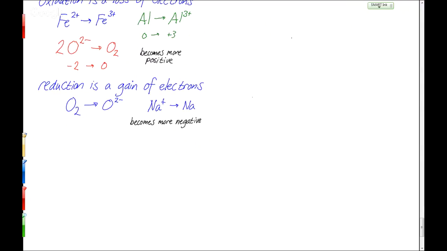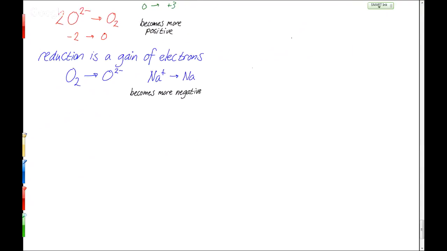So let's use an example from our quiz and see how we can see this as a redox reaction. One of the reactions was iron(III) oxide plus aluminum gives aluminum oxide plus iron. So I'm just going to tell you this is a redox reaction and not balance it. Sorry, balance it.